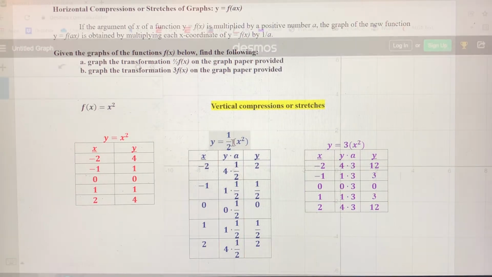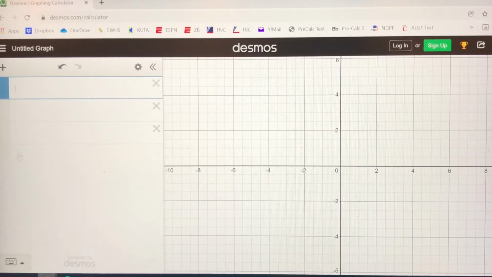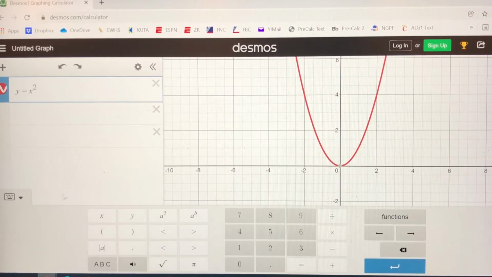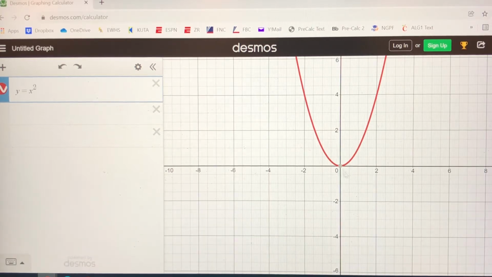All right, so let's go to Desmos here and take a look at these graphs. Again, we'll start out with the original function y equals x squared. Okay, and you can see we've got a basic parabola here with a vertex at the origin. We've got -1, 1 here, -2, 4 here, +1, 1 there, and then 2, 4 there, okay?